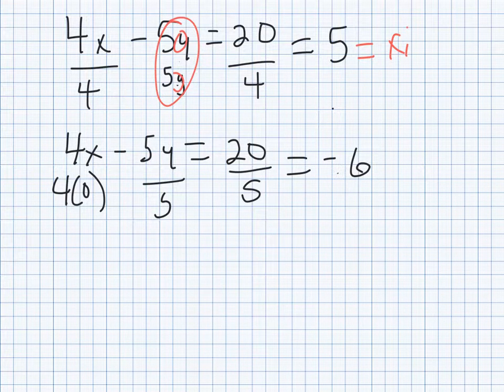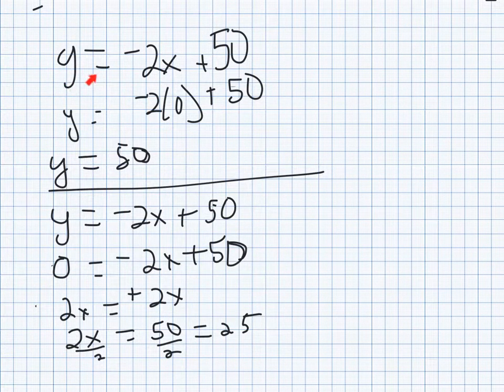Down here we have the same equation, but we're going to put the x at 0. Then we're left with negative 5y equals 20. We divide both sides by 5. Hang on a second, I wrote that wrong. It's negative 4 is the y-intercept here. I wrote it down wrong.